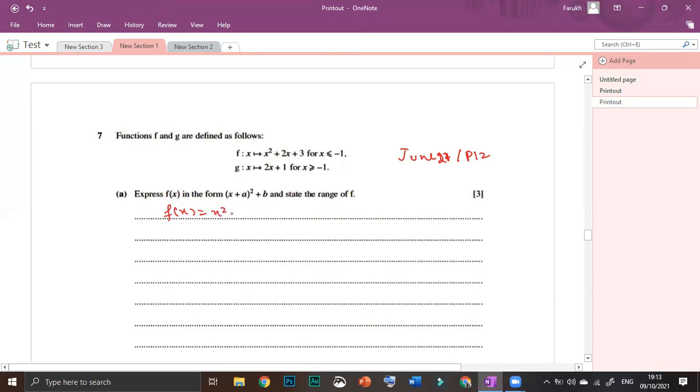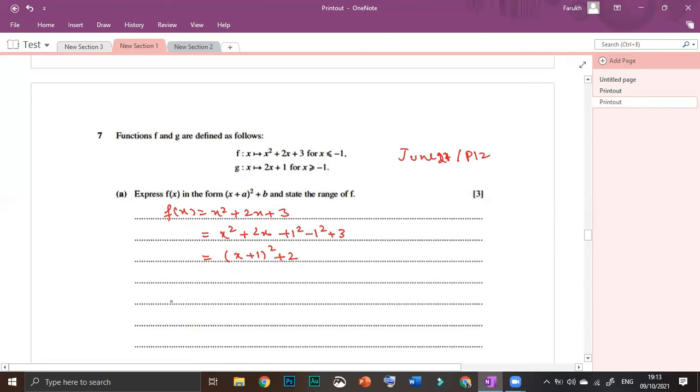f of x is equal to x square plus 2x plus 3. For completing the square, the coefficient of x square should be 1. Yes, it is. Now the coefficient of x is 2. We will take half of the coefficient of x, half of 2 is 1. We will add 1 square and subtract 1 square from this expression. Now the first three terms are a square plus 2ab plus b square, x plus 1 whole square plus 2.